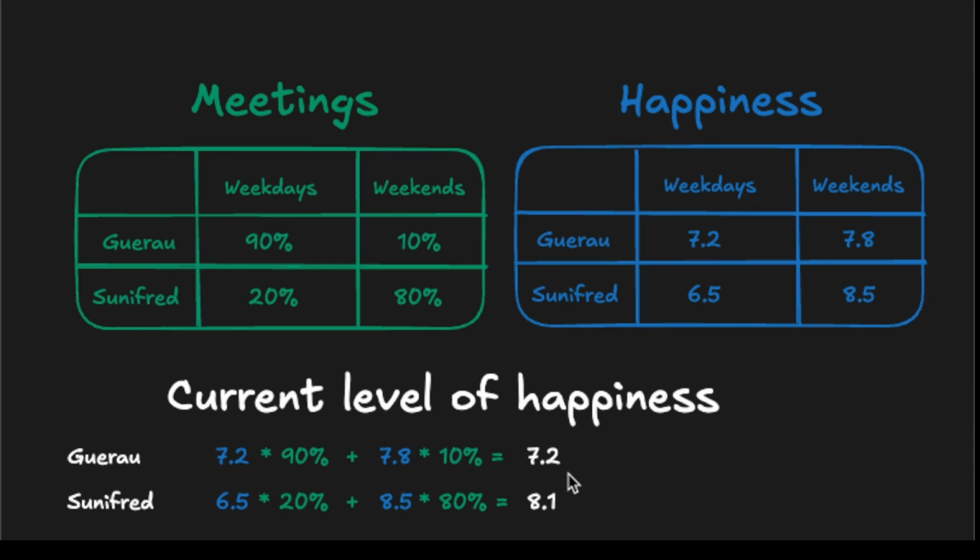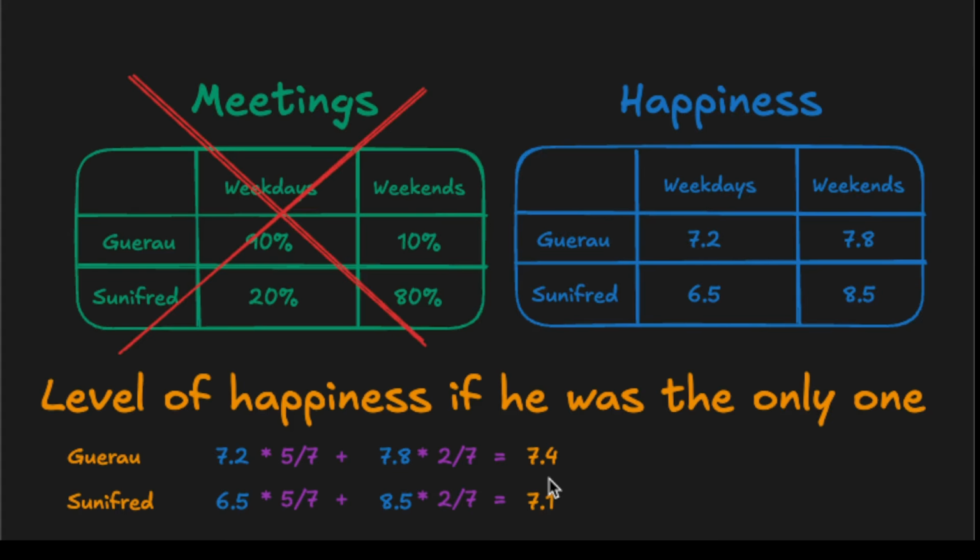Now let's calculate how happy she will be by just meeting one. The key idea is that if she's planning to pick just one, she will be with him all week long. So these frequencies that we've used are not valid anymore. To calculate her level of happiness, if she just picks one, we need to plug in the corresponding meeting frequencies: 5 out of 7 for the weekdays and 2 out of 7 for the weekends.